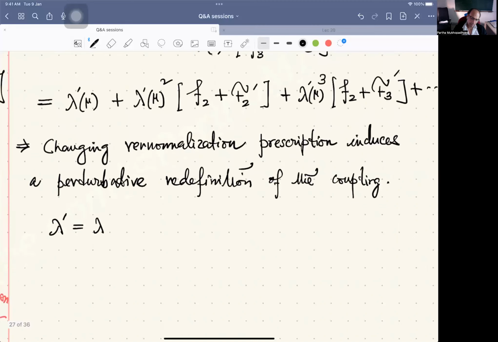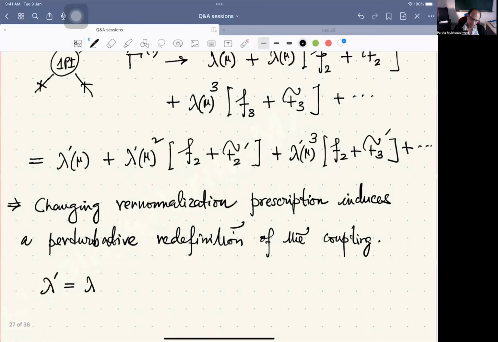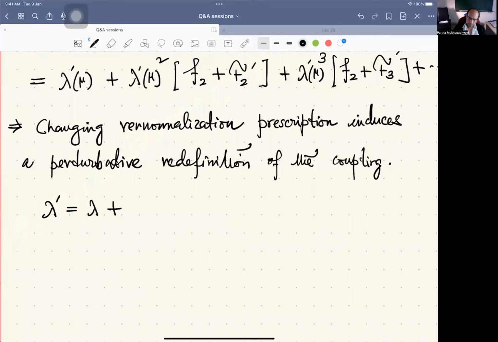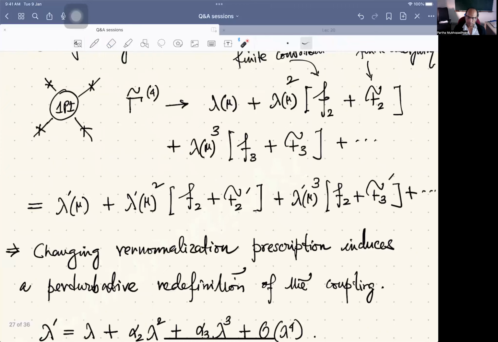Lambda prime is given by, at the linear order, you see both of them are the same at the linear order. So lambda prime must be the same as lambda plus lambda square. So let me call it alpha 2 lambda square plus alpha 3 lambda cube plus order lambda to the power of 4, where these coefficients alpha 2, alpha 3 are given by the differences of f2, f2 prime, f3, f3 prime, and so on. Okay.